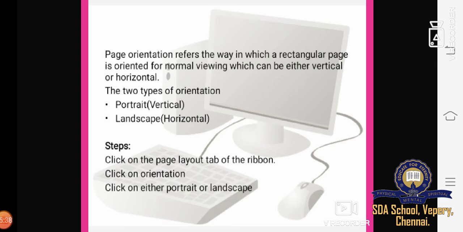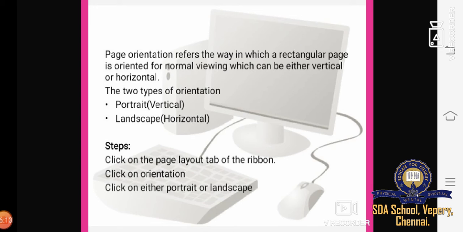Click on orientation. A drop-down menu will appear with two options, portrait and landscape. When you click that, whichever suits your need, portrait or landscape, will appear in your page orientation.